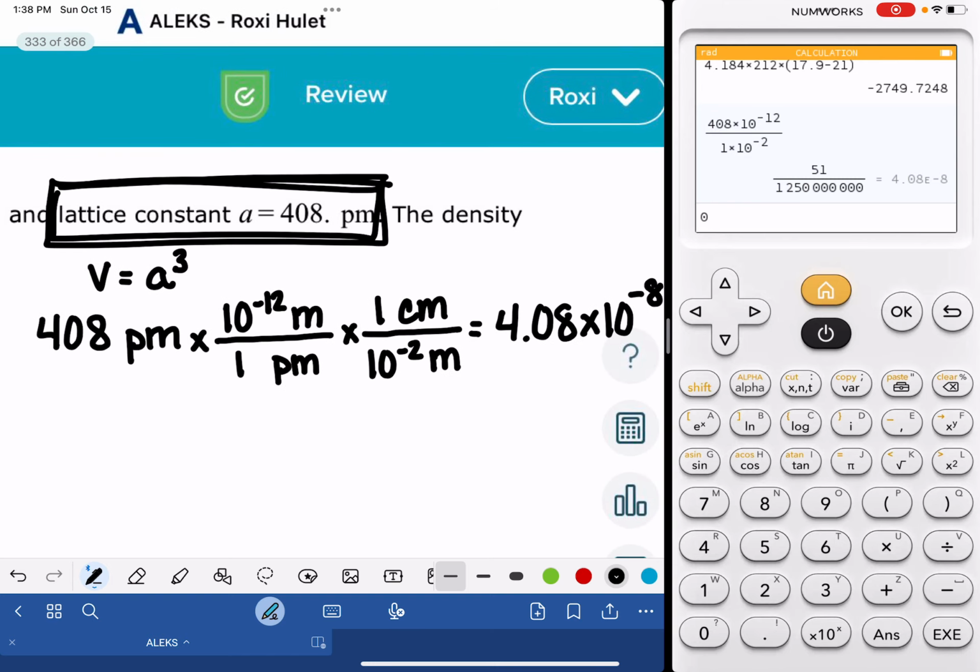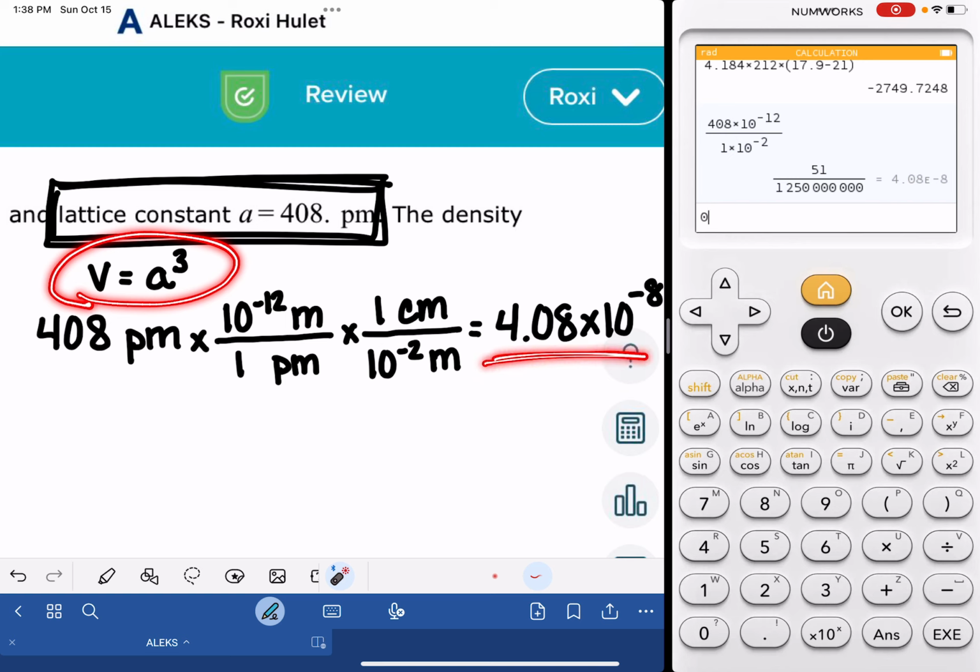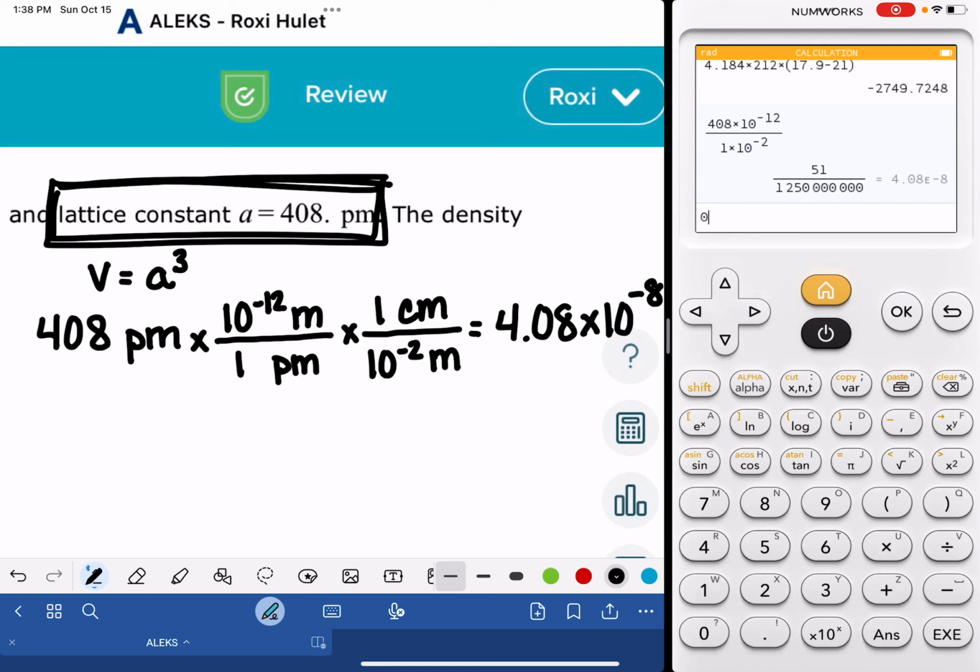And then again, to get the volume of this unit cell, I'm just going to take that edge length that I just calculated and cube it. So my volume is going to be a cubed, which is 4.08 times 10 to the negative 8, and I'm going to cube that.